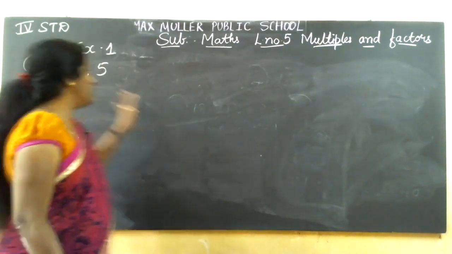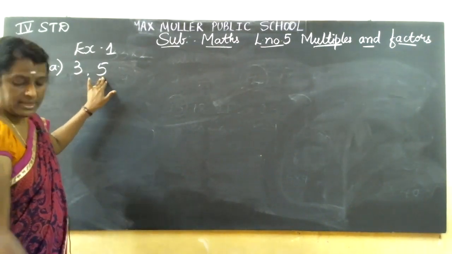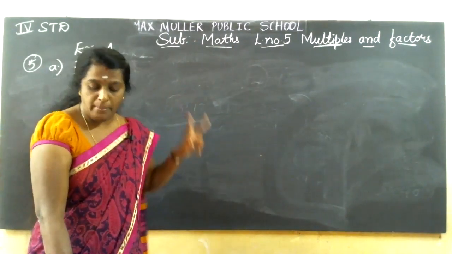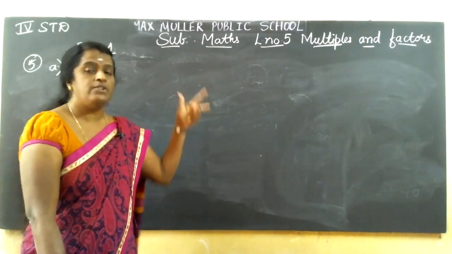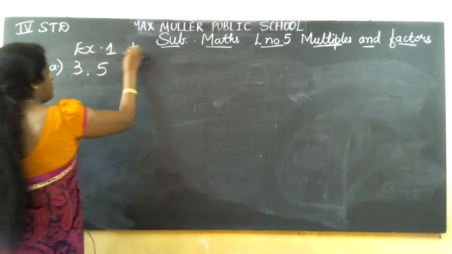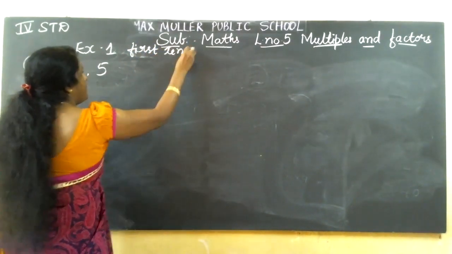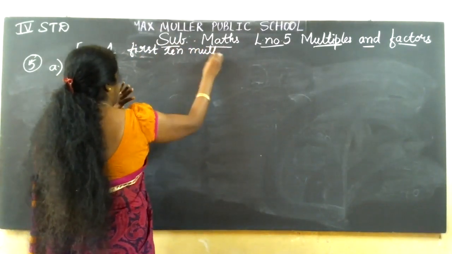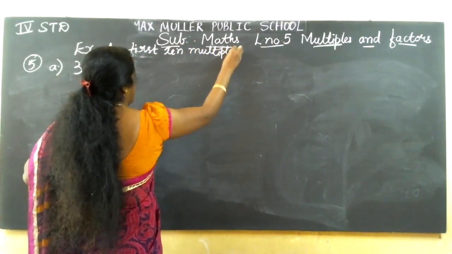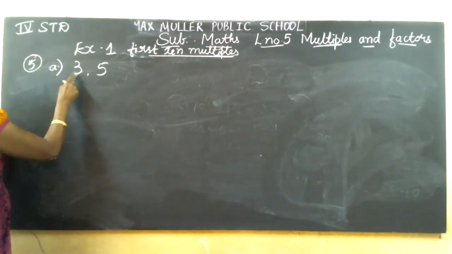First 10 answers we need, of which table? The 3 table and the 5 table. Then we find their common multiples. In these 2 we should find the common multiples. They ask for the first 10 multiples of 3.